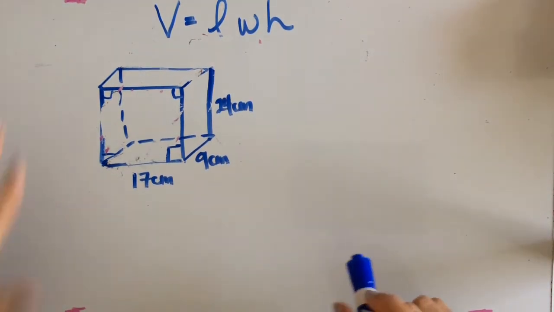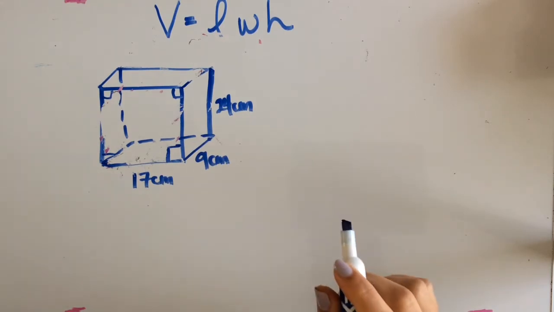So what we're going to do is find the volume of figures. Specifically for rectangular prisms, the equation is really easy. It's length times width times height.